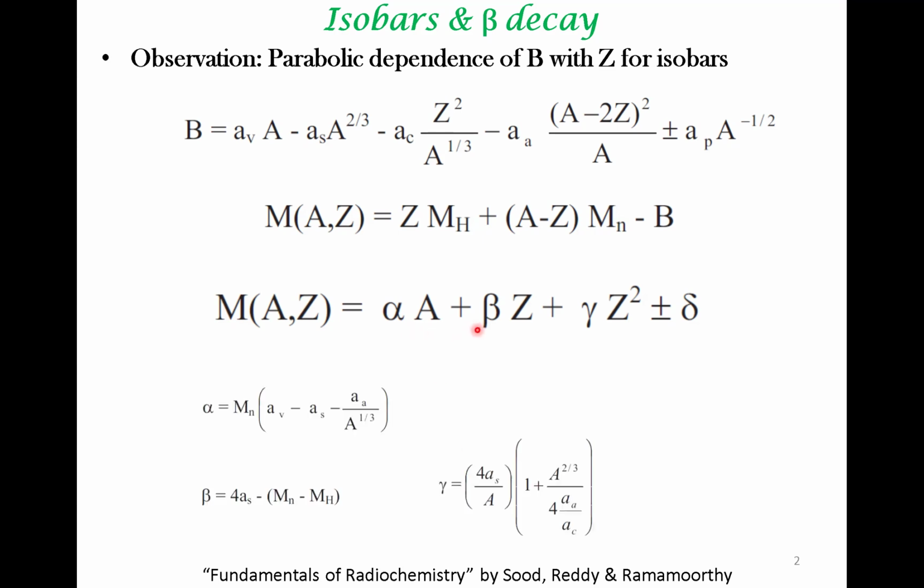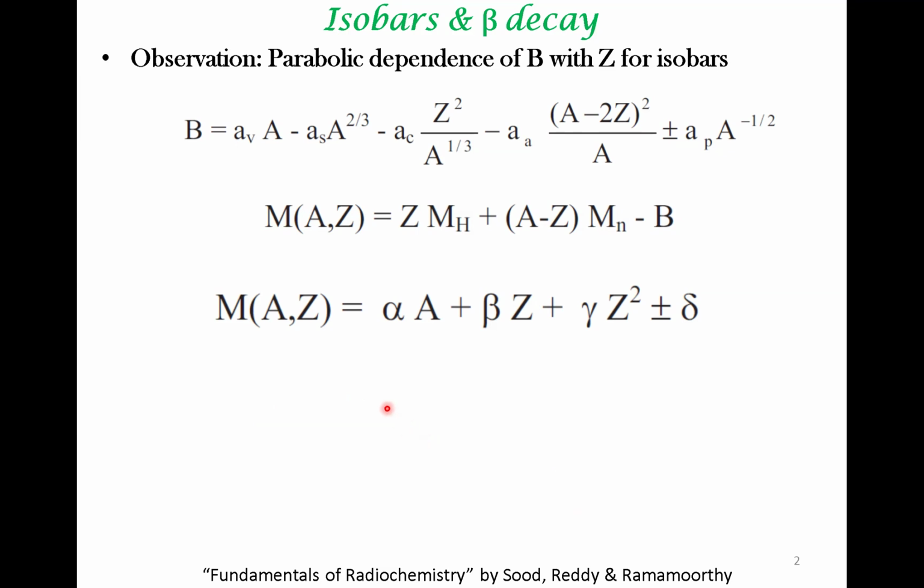These constants' expressions have been derived in different ways in different books. For example, in this book, this is given, and there are different ways of expressing these constants. But what is important to understand is they have consistent units. They have units of energy or mass, which is one and the same. And the important thing is that you have a quadratic dependence with respect to Z.